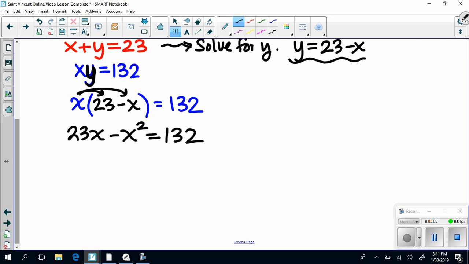This x squared here is negative. I would rather that be positive, so I am going to move it to the right. I'm going to move the 23x also to the right, and the 132 is going to stay over there. So I'm moving both of these terms to the right. That way they change signs and my 0 would be on the left.